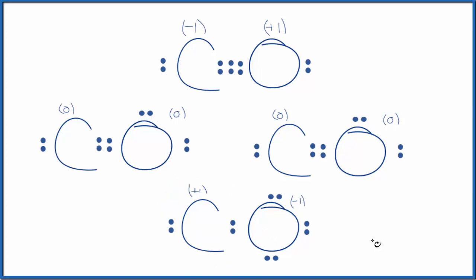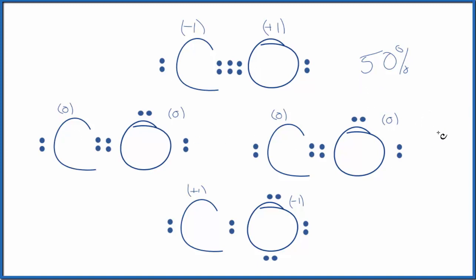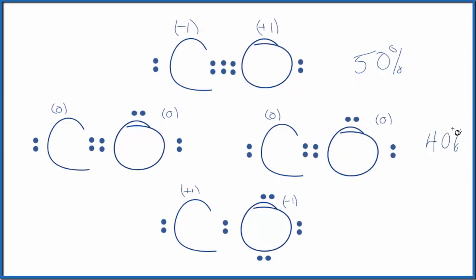If you look at the structure for carbon monoxide experimentally, you'll find that it's an average of these structures. It contributes about 50% to the final structure. These two structures here, about 40%, and then this one here, about 10%. So we'd average all of these resonance structures for carbon monoxide, but we'd weight the average. So it would be mostly this structure here, then these, and a little bit of this.